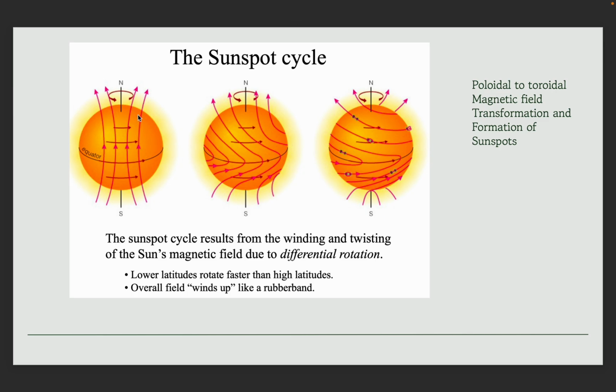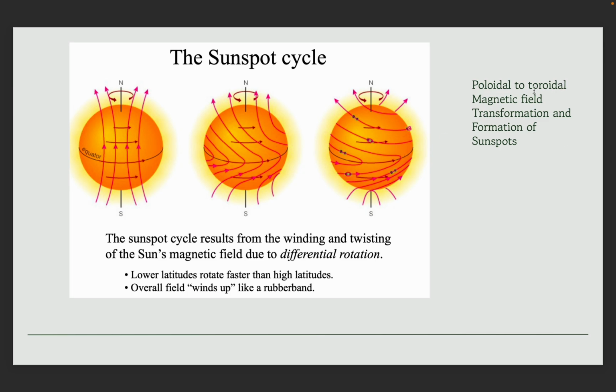First, there was a poloidal kind of magnetic field in the sun. In this poloidal magnetic field, the equator is rotating faster. You can consider this magnetic field as a rubber band. As the equator rotates faster, the rubber band in the equator region will be stretched more, so the rotation will be winding it up. The rubber band will be winding up along the sun's surface and create a different kind of magnetic field structure.